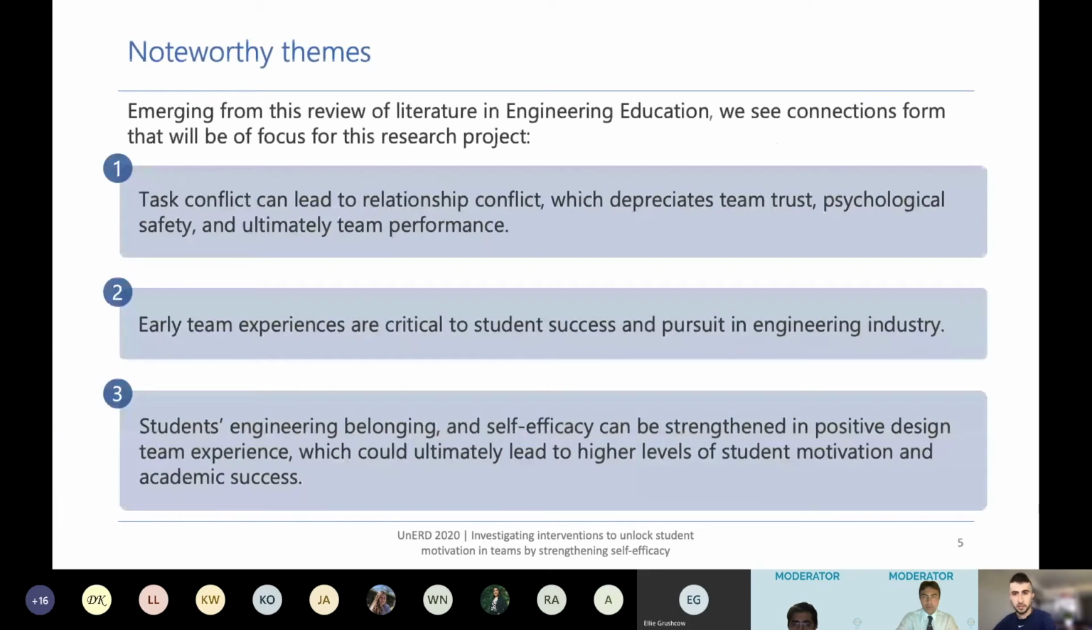Now, emerging from this literature review, we can see 3 themes from a vital connection between self-efficacy and team experiences. First, task conflict can lead to relationship conflict, which depreciates team trust, psychological safety, and ultimately team performance. Second, early team experiences are critical to student success and pursuit in engineering industry. And lastly, students' engineering belonging and self-efficacy can be strengthened in positive design experiences, which could ultimately lead to higher levels of student motivation and academic success.